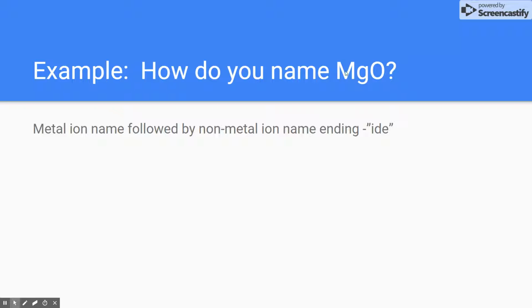Now, here's an example. How would you name the formula MgO? Well, if we follow our rules, we're going to name our metal ion first, followed by the nonmetal ion name ending with IDE. So if you take a look at your periodic table, or you remember your elements that you memorized, the first element is magnesium, the second element is oxygen. So the name of this formula is simply magnesium oxide. It's pretty easy.